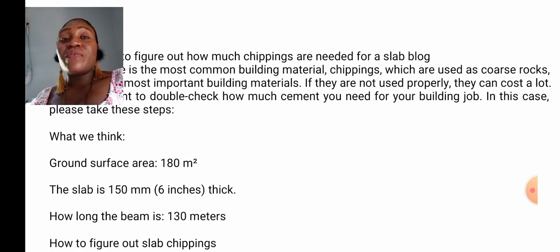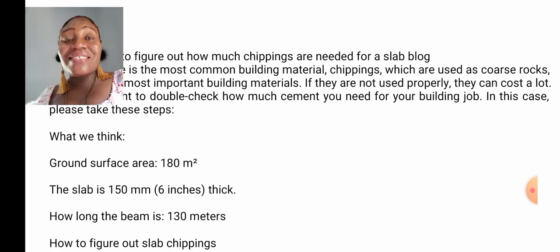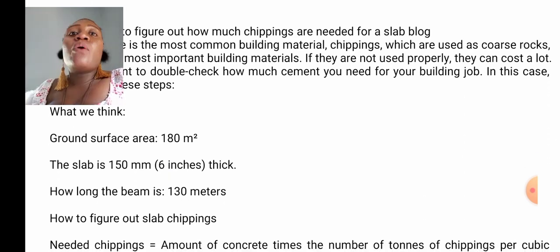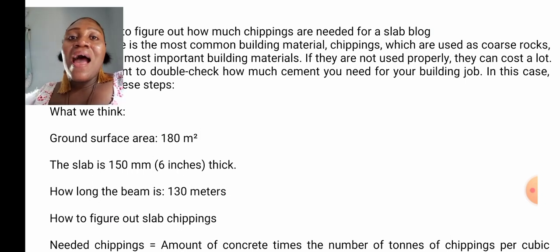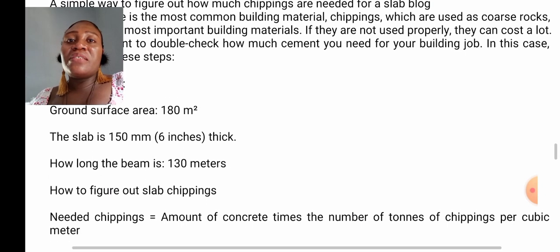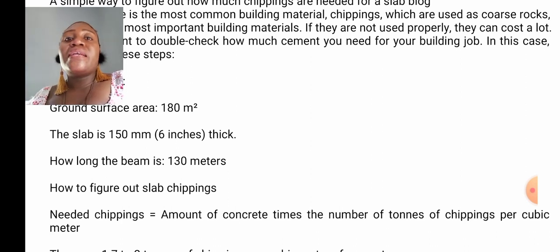Firstly, the ground surface area is 180 square meters. The slab is 150, which is 6 inches thick. The beam length is 130 meters. Now, how to figure out the slab chipping.